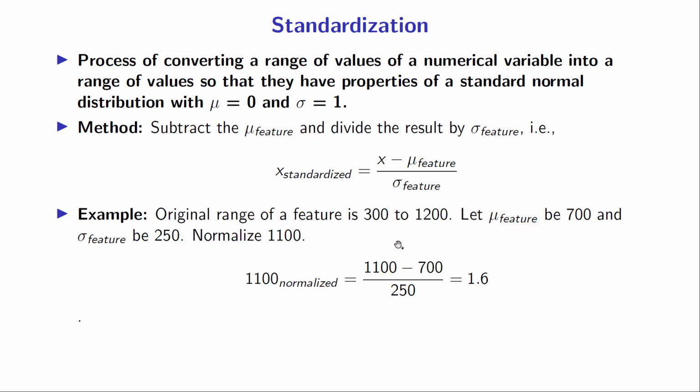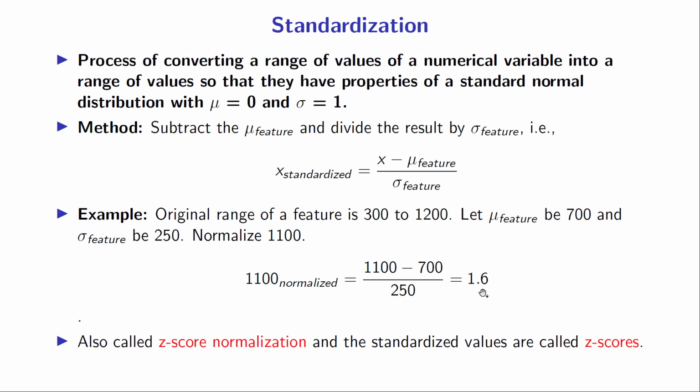Let's take an example. So let's again assume that the original range is from 300 to 1200. So what we are interested in over here is the mu value and the sigma value. Let's say we have to normalize the value 1100. So we subtract the mean and we divide it by the standard deviation value, and this is what we get. Now this value that we get is also called z-score, and that's why this technique is also called z-score normalization. Now these z-scores generally range from -3 to +3.